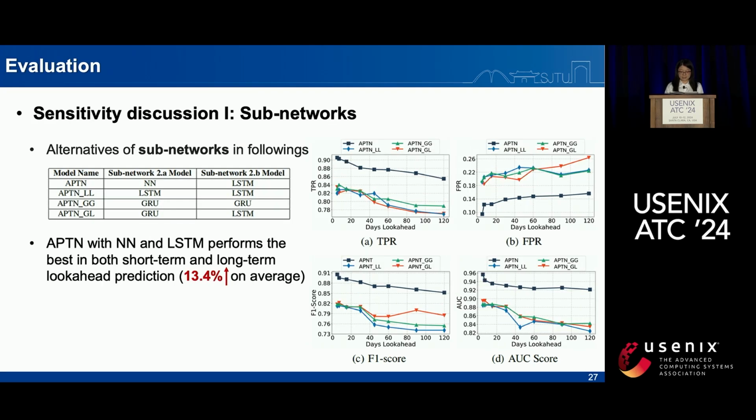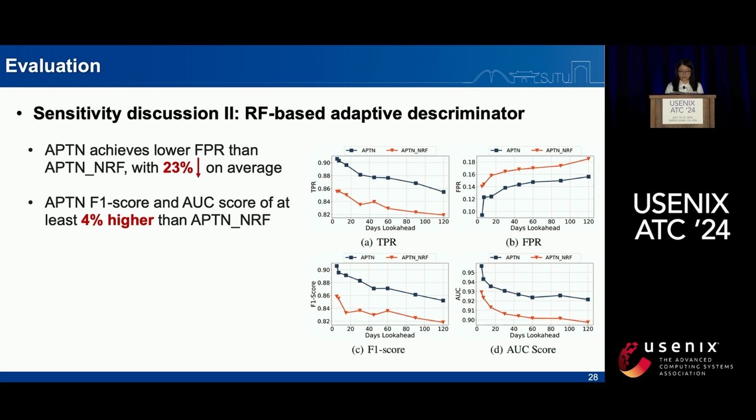Then we discuss the sensitivities. First, we replace the subnetworks in our APTN to prove that this combination is optimized. The alternatives of subnetworks are shown in the table from the experiment results. Our proposed APTN with neural network and LSTM performs the best in both short-term and long-term look-ahead prediction, by 13.5% improvement on average.